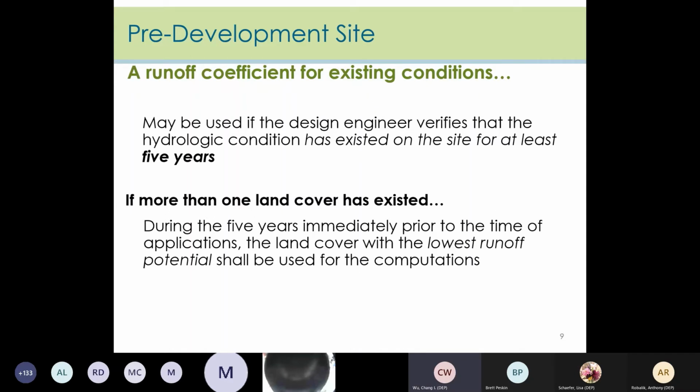So here we just want to emphasize that you have to verify the hydrologic condition that exists on the site for at least 5 years and see what's there. And we have mentioned many times that the removed impervious surface before the application coming for the township review cannot be credited for the pre-construction condition.